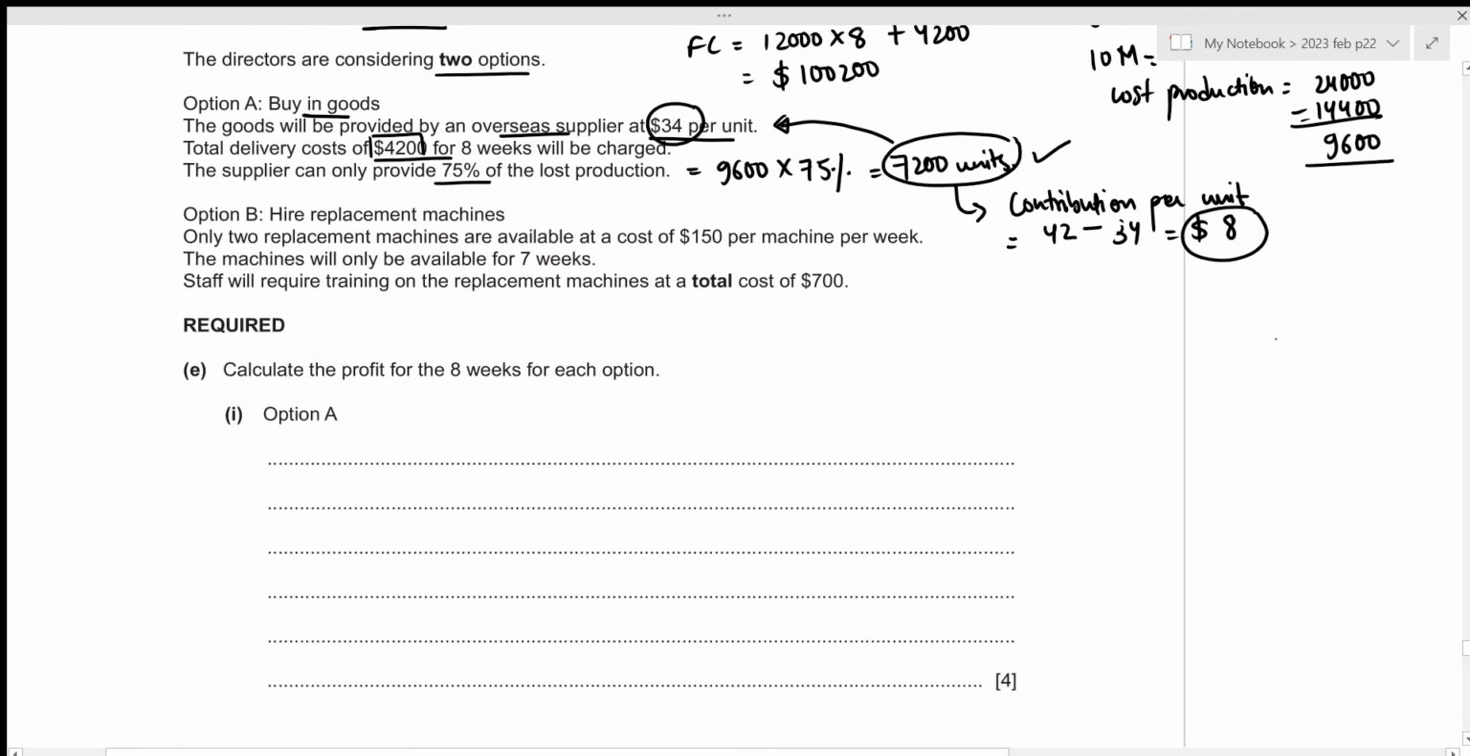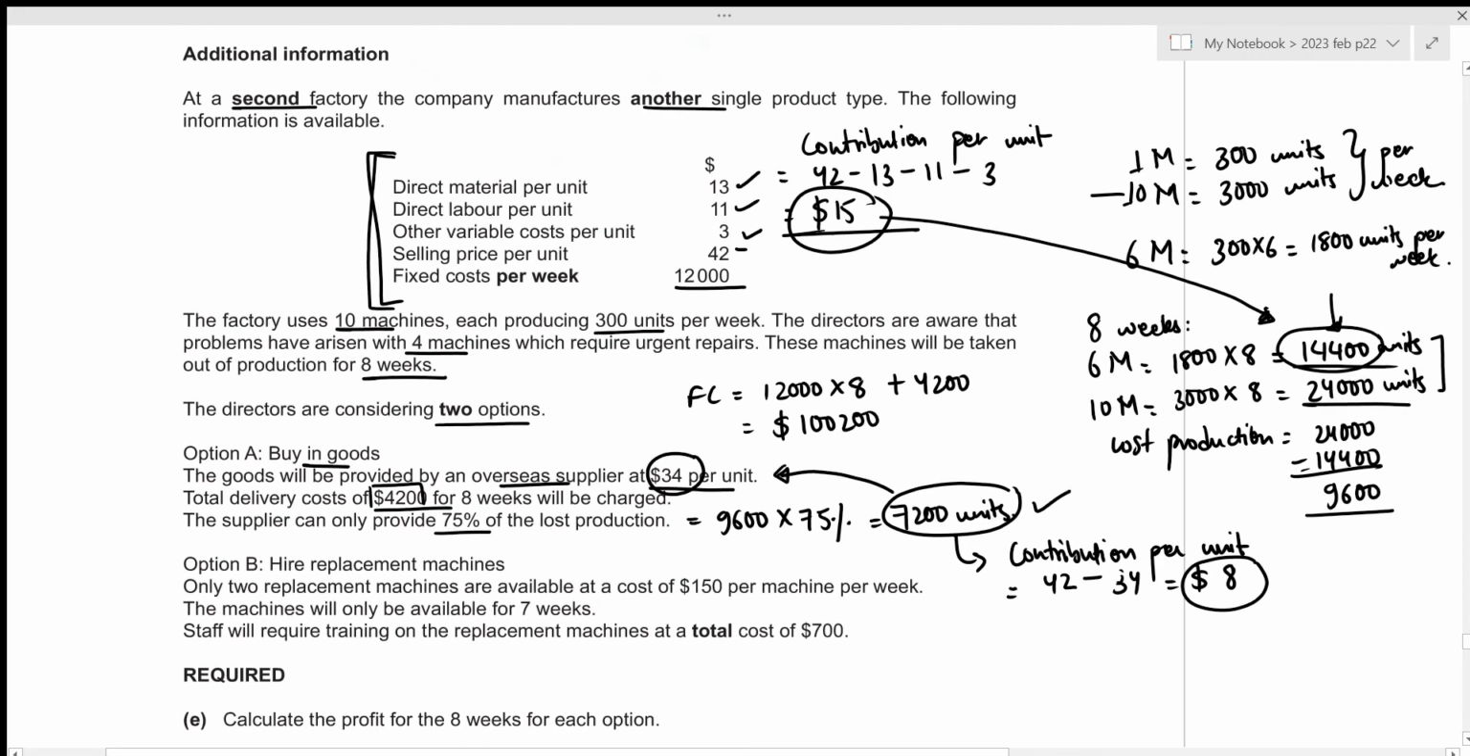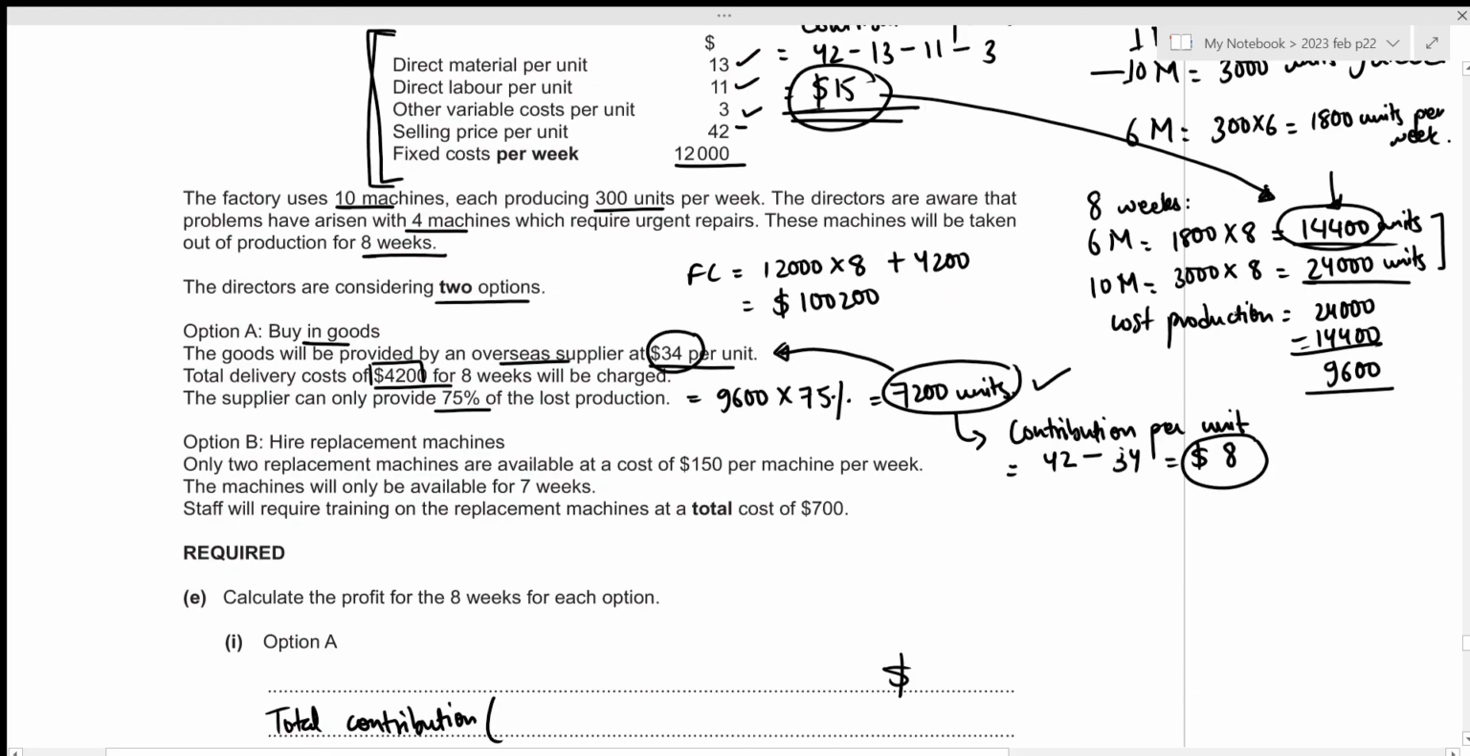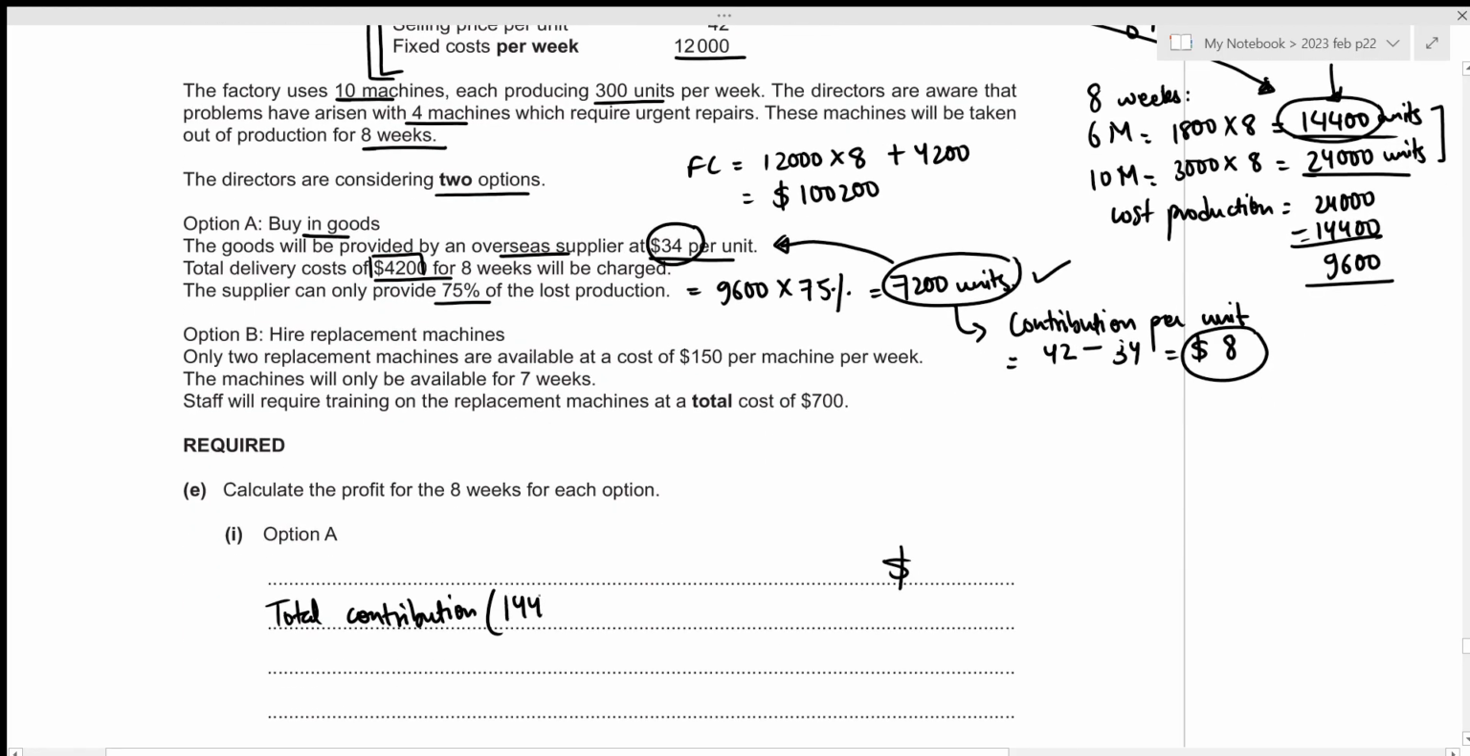So let's prepare a statement in order to figure out the profit. We'll first start with total contribution. Okay, we have 15 contribution per unit for 14,400 units. So 14,400 times 15. Then we also have 7,200 units which we'll buy in, and the contribution associated with it is $8. This results in the total contribution to be 273,600. Now the next step is to subtract all of our fixed costs, and we already figured it out to be 100,200.